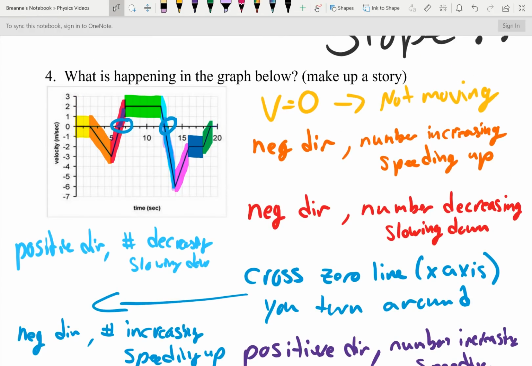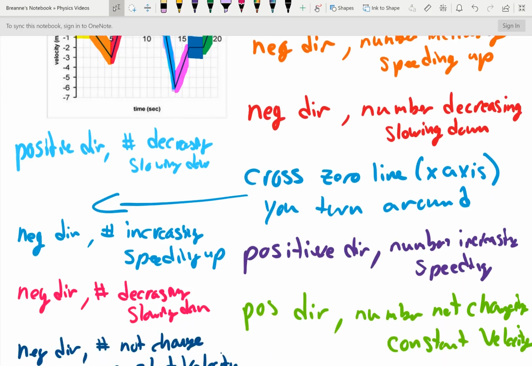So hopefully that helps break down a velocity time graph, seeing which direction you're moving. Remember, knowing the direction helps you know if you're going up or down the position time graph, and knowing if you're speeding up or slowing down helps you with your acceleration, if it's a positive or negative slope.